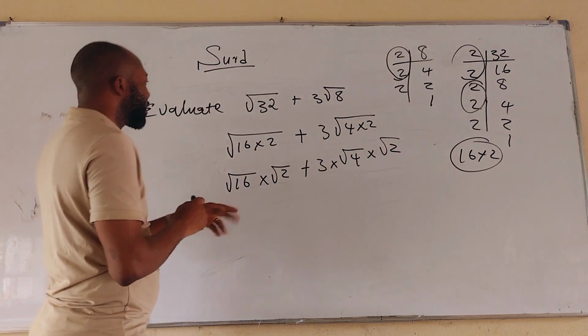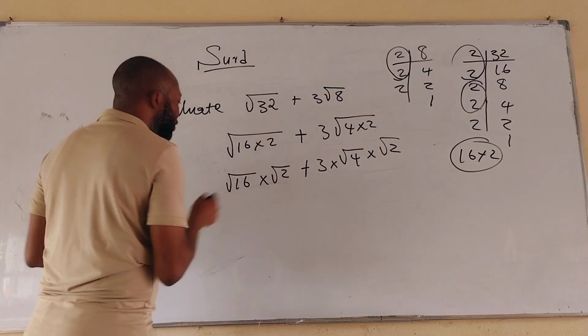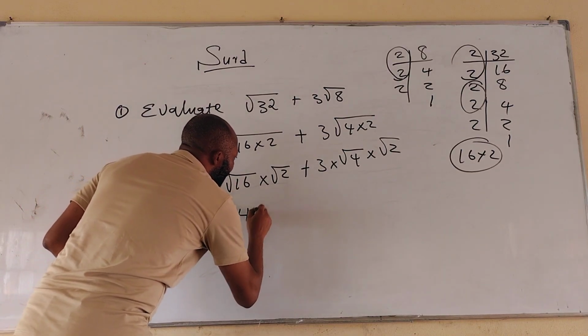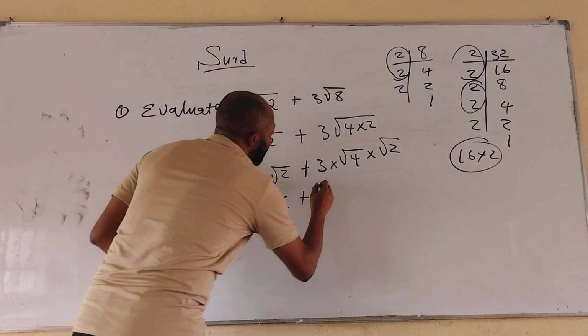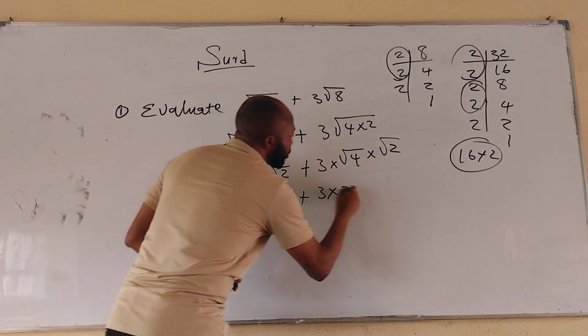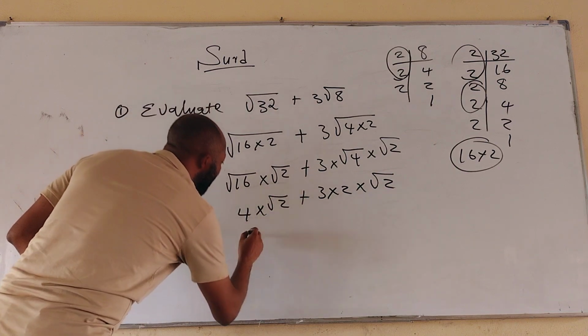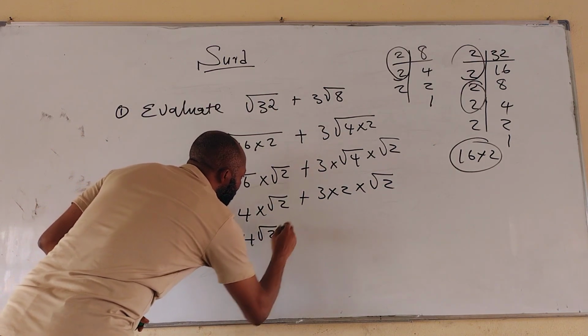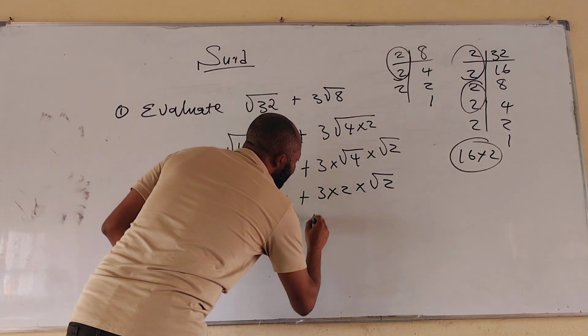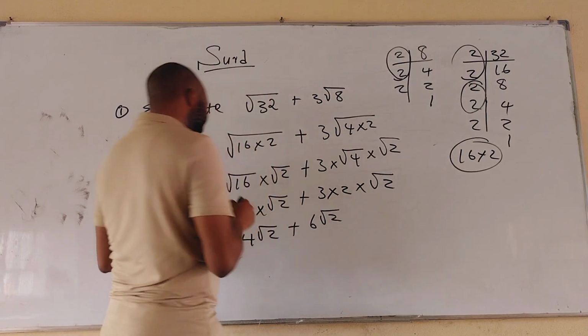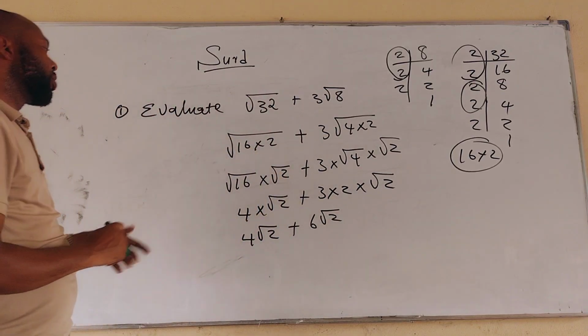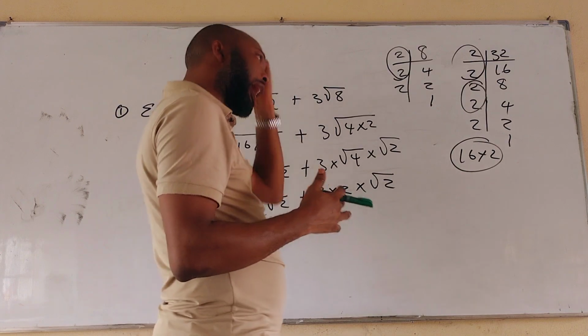Now, this is a perfect square. Root 16 is 4 times root 2. Plus, this is 3 times root 4, which is 2 times root 2. Now, this gives me 4 root 2 plus 3 times 2, 6 root 2. Remember, we say we can only add surds that are similar.